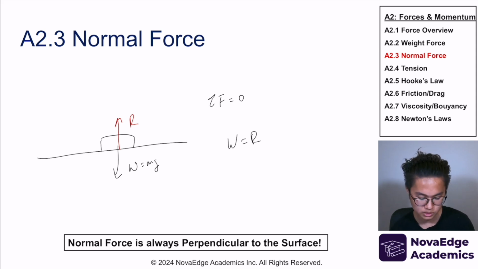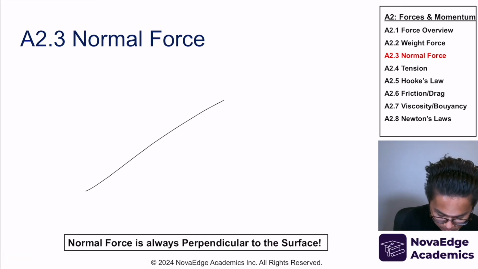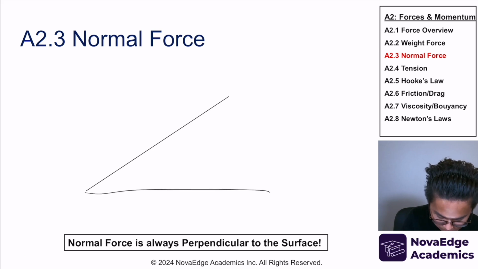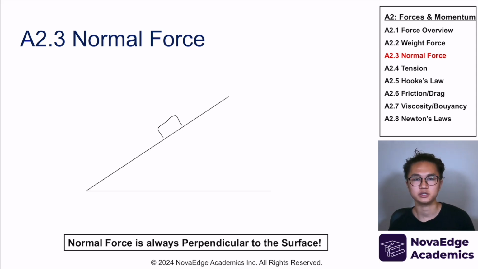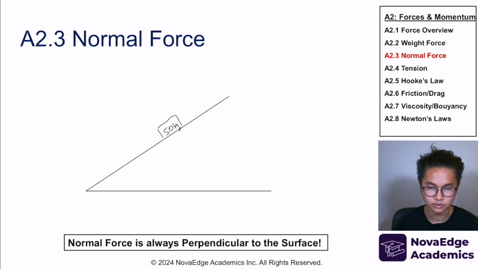Now the normal force, always keep in mind that it is always perpendicular to the surface. Okay? Always perpendicular. So as an example, if I had an object that is sliding down this ramp, let's say this is 50 kilograms, right? First, let's draw the free body diagram. What does a free body diagram mean? We just draw the forces that are at play.